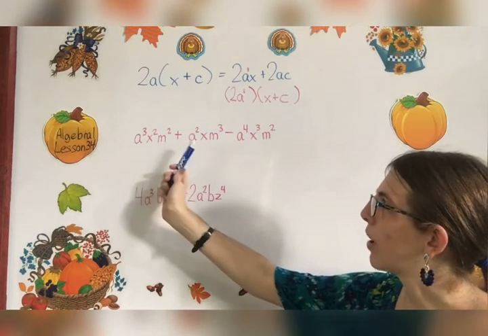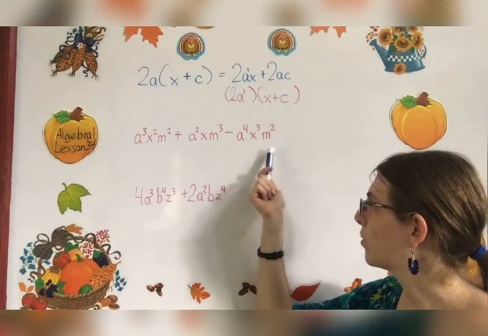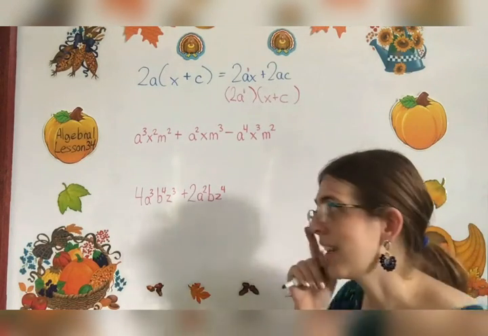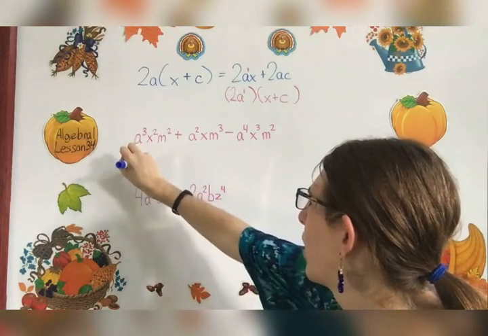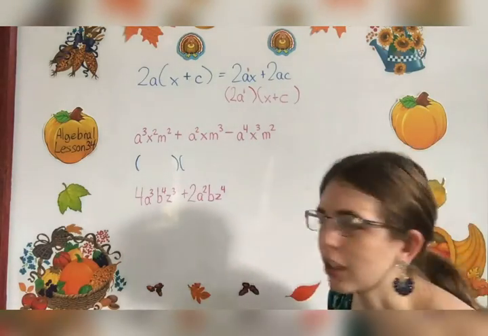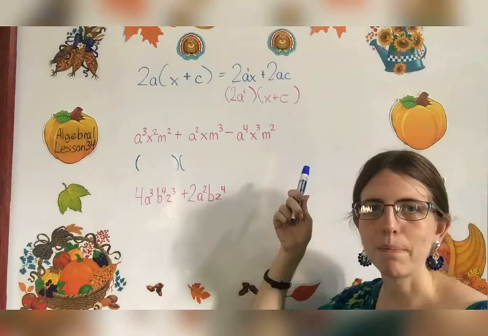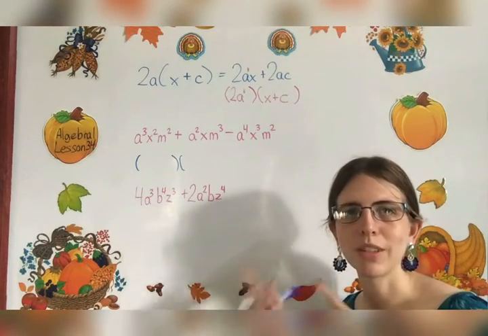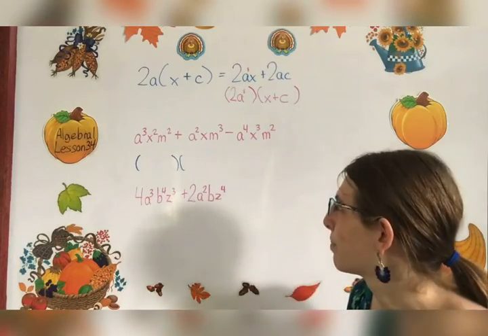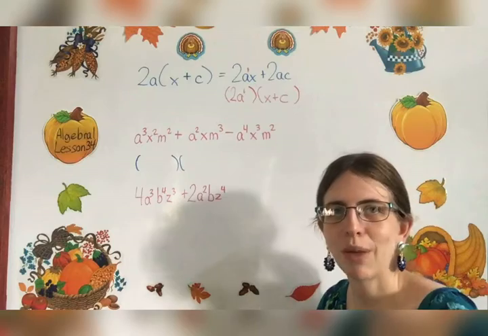a cubed x squared m squared plus a squared x m cubed minus a to the fourth x cubed m squared. We're going to start by putting our two sets of parentheses, the greatest common factor and the other. Now I'm not going to close my parentheses this time because this is obviously going to be a little bit bigger. So that I have room, I'm just going to keep it open. All right, let's find our greatest common factor to start with. We have no coefficients besides 1. We don't need to write that.